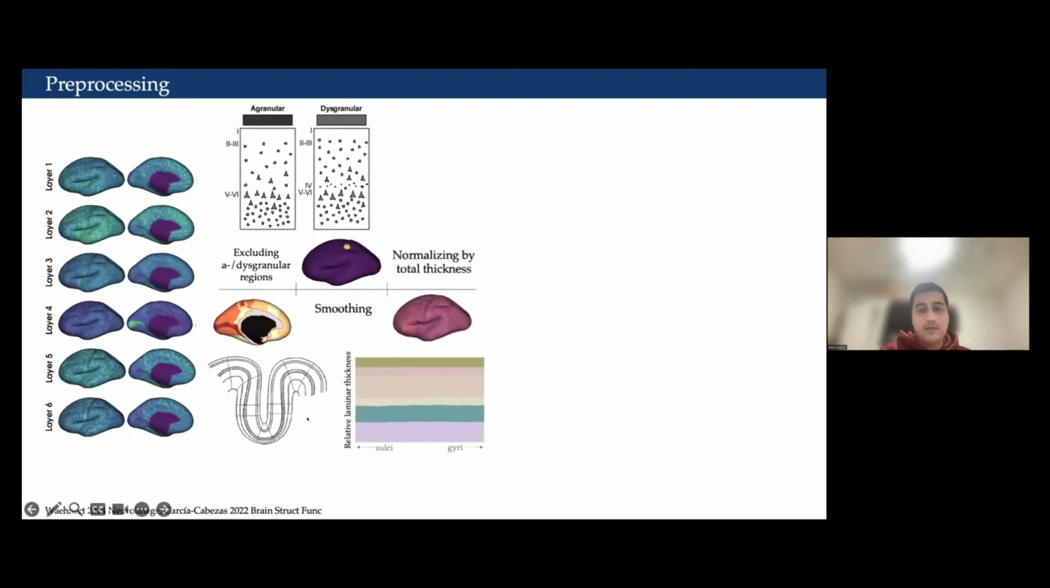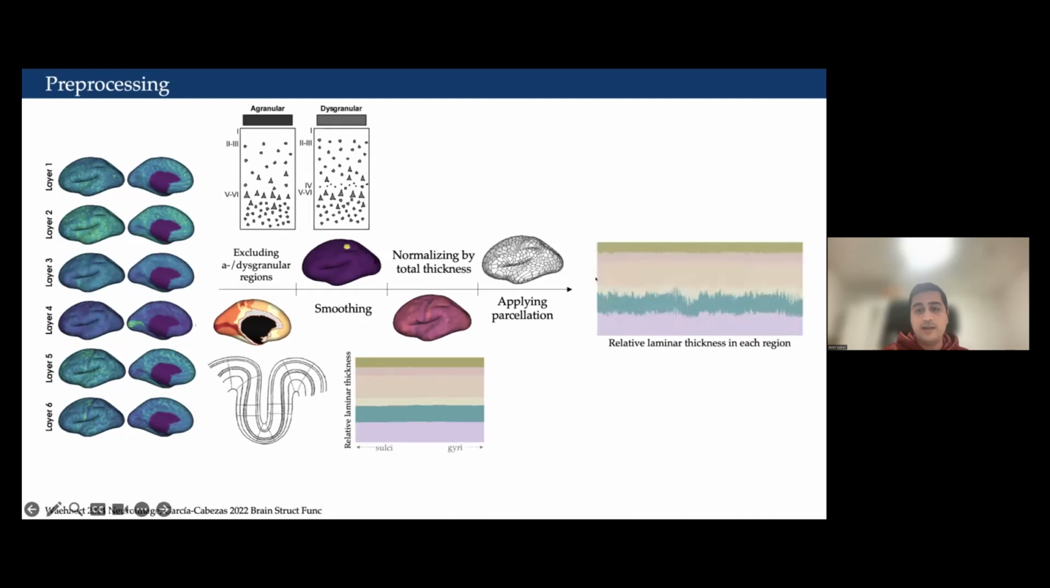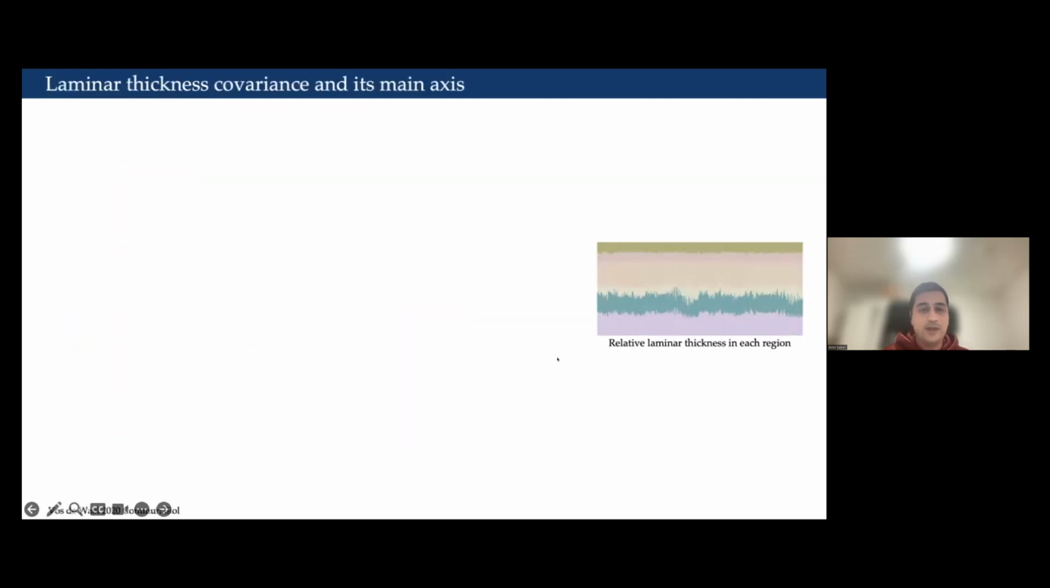Then we normalized the absolute thickness of each layer by the total thickness of the cortex at each location to get the relative thickness, or the proportion of how much each layer is present at each location. Then we applied the parcellation, ultimately getting a matrix like this that shows the relative thickness of layers 1 to 6 in each area of the cortex. Then we wanted to see which regions have a similar laminar structure pattern to other regions.